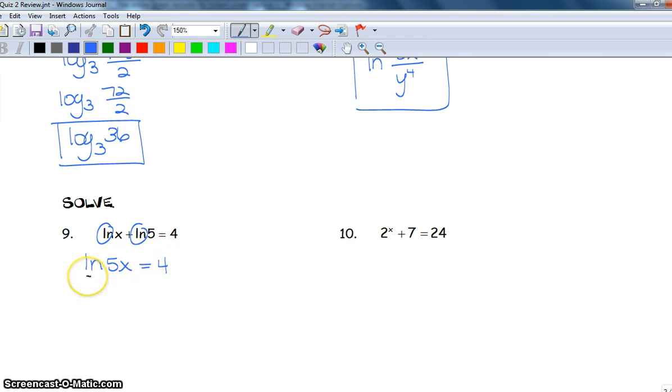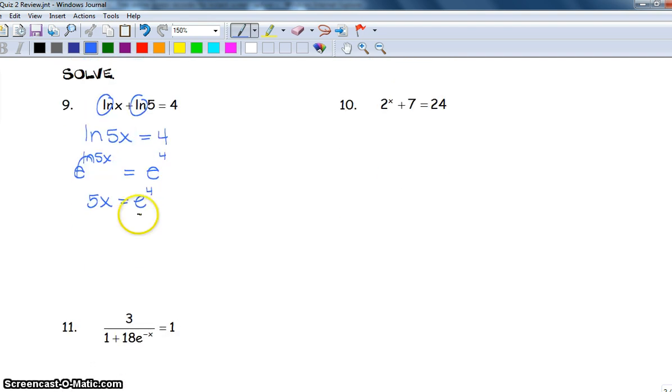To undo the natural log, I have to have e. So e raised to the natural log of 5x is equal to e raised to the 4th power. The e and the natural log cancel. We've got 5x is equal to e to the 4th. And if I want to get x by itself, we divide by 5. So x is equal to e to the 4th divided by 5. And when you plug that into your calculator, you get about 10.920.